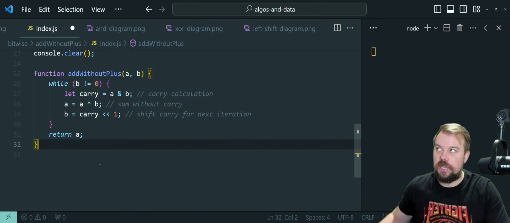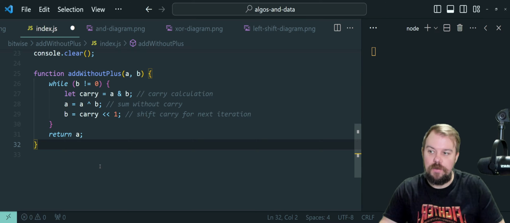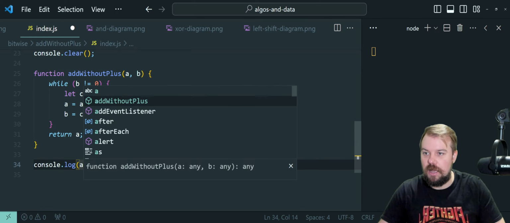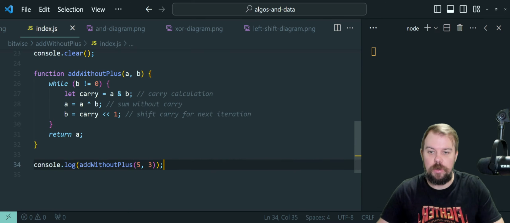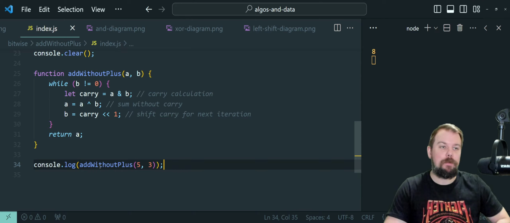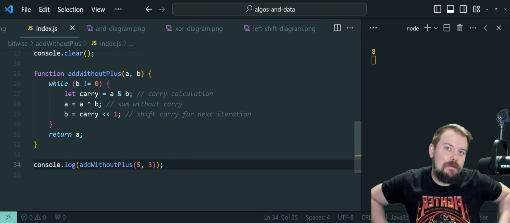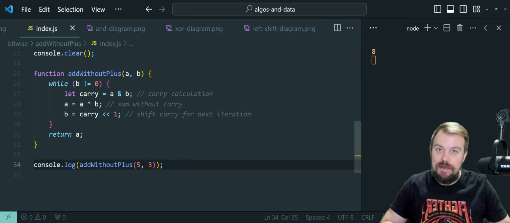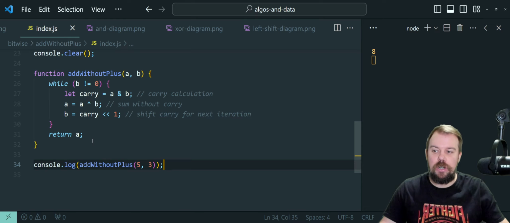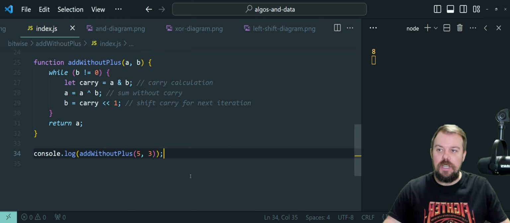So again, this is the code here. Believe it or not, we have already solved it with this code. I'm going to go ahead and console log add without plus. Let's do a 5 and a 3. Save it, and we get 8 as our output. It successfully worked. So if this still doesn't make sense, it's okay. It didn't make sense to me either until I wrote out each iteration of how this might work. So we're going to do that here together.